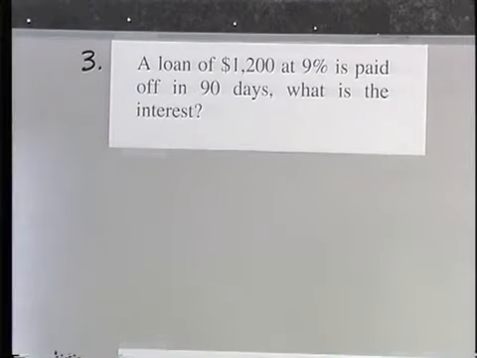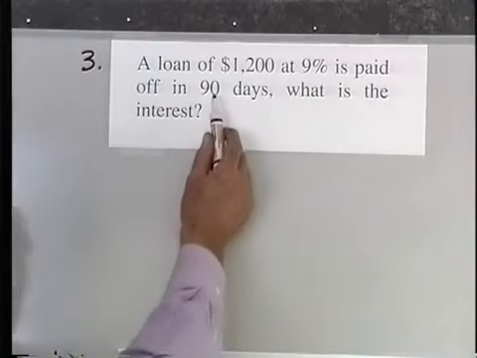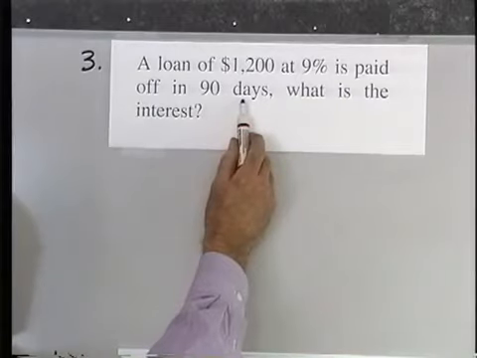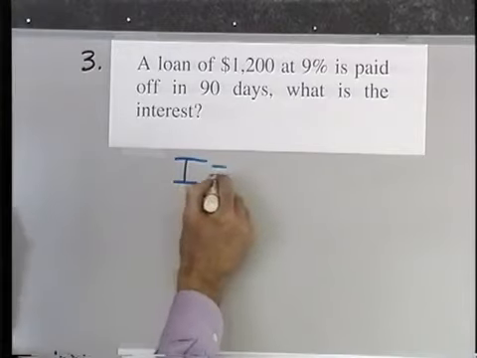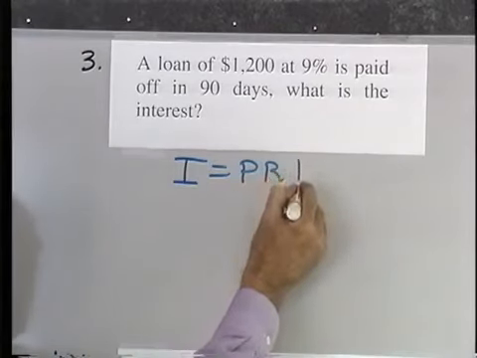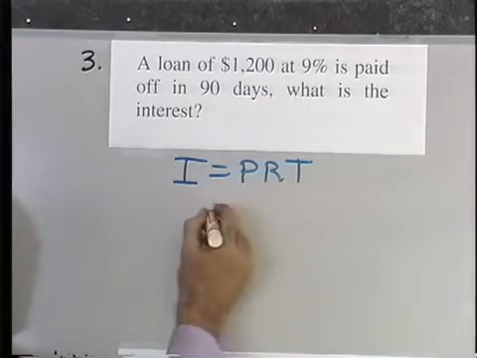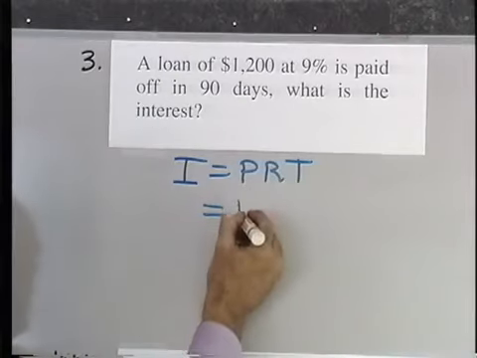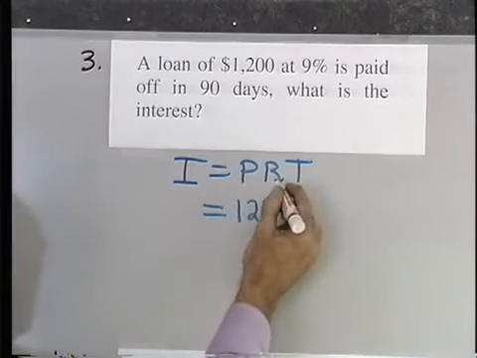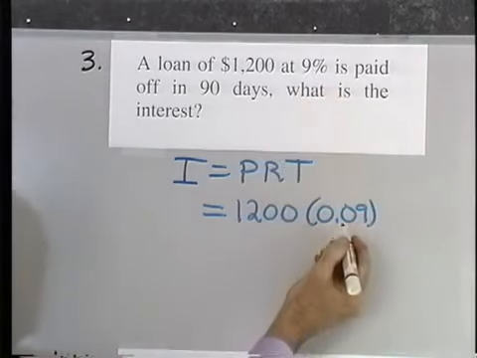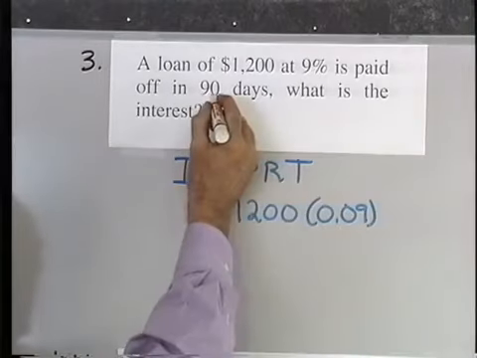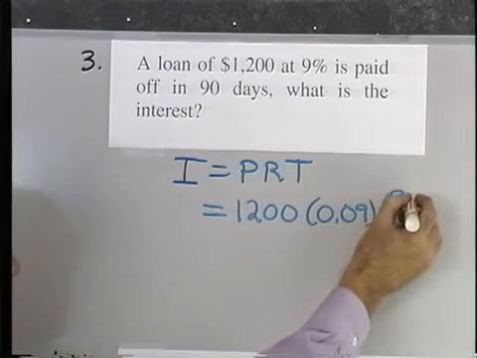Problem 3, a loan of $1,200 at 9% simple interest is paid off in 90 days. What is the interest? So this time I have the amount of time given in days, and so I'm going to have to convert that into years. So again, interest is principal times rate times time, and time is given in years. So I take my principal, $1,200, and multiply times the rate, 0.09. So I write my 9% as a decimal, 0.09, and now I have 90 days. So I'm going to write that as a fraction of a year.